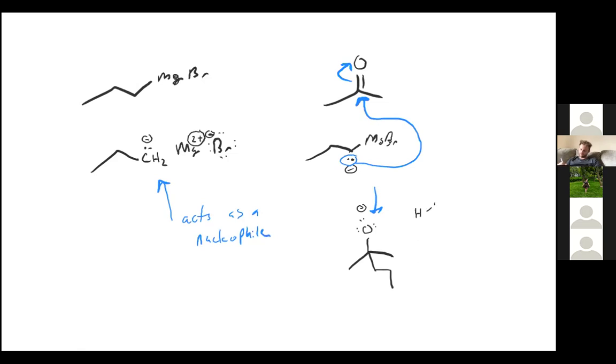And then for the last step of this, you could be throwing in water, so some sort of H plus, to give us our alcohol here. So we're still doing a reduction when we do this. We're going to go from a ketone to an alcohol here, but we're also adding carbons at the same time. So to put this side by side with lithium aluminum hydride.